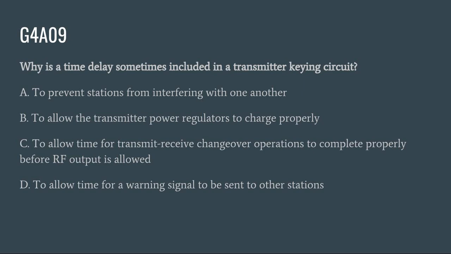G4A09, why is a time delay sometimes included in a transmitter keying circuit? A, to prevent stations from interfering with one another. B, to allow transmitter power regulators to charge properly. C, to allow time for transmit-receive changeover operations to complete properly before RF output is allowed. Or D, to allow time for a warning signal to be sent to other stations. Correct answer is C, to allow time for transmit-receive changeover operations to complete properly before RF output is allowed.